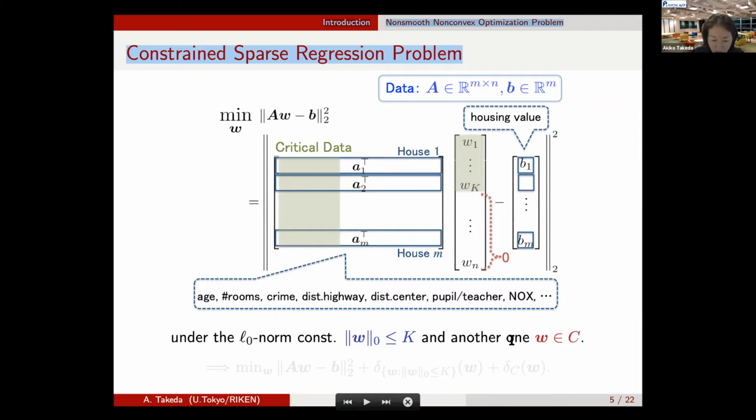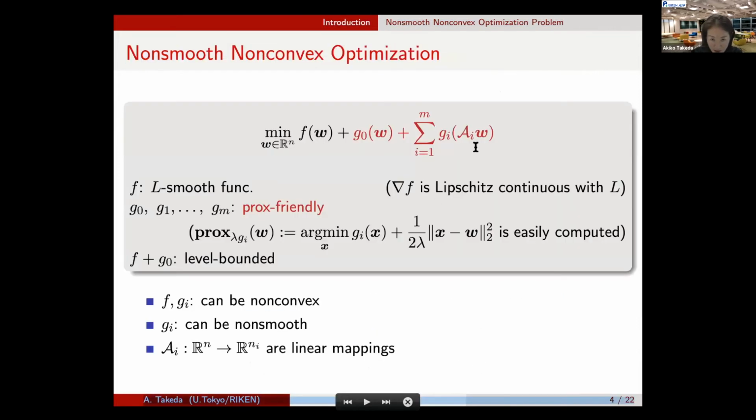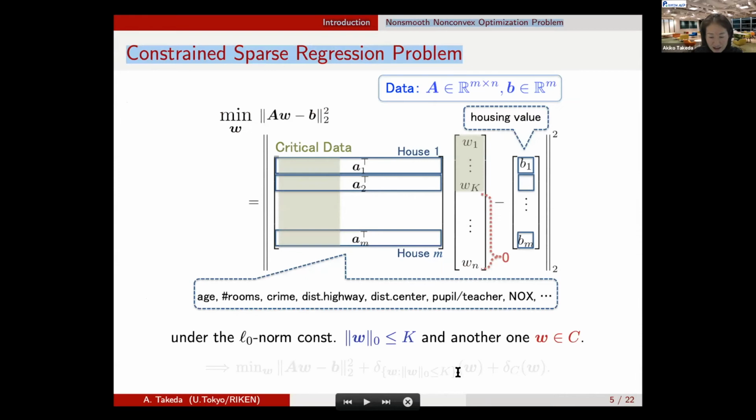And then this problem can be expressed like this, using indicator functions. Two types of indicator functions: one indicator function is for the sparse constraint, and the other one is for constraint C. So this problem has two terms like this. In addition to G0, we can accept more terms, so we can express this in our formulation.